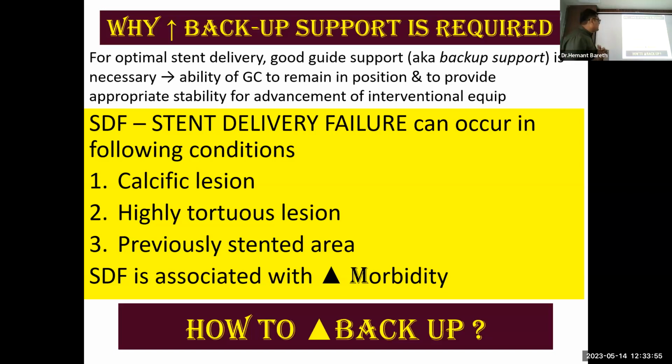So stent delivery failure is a situation where you put the wire, you even do balloon angioplasty, but you are unable to pass the stent. And that inability to pass the stent is known as stent delivery failure. And what are the reasons for stent delivery failure? Of course, calcific lesion, highly tortuous lesion, previously stented area.